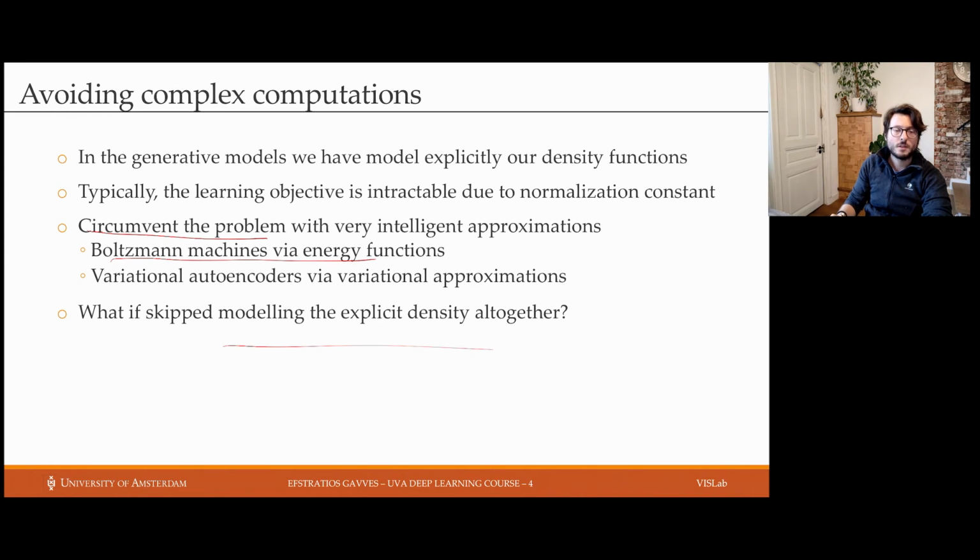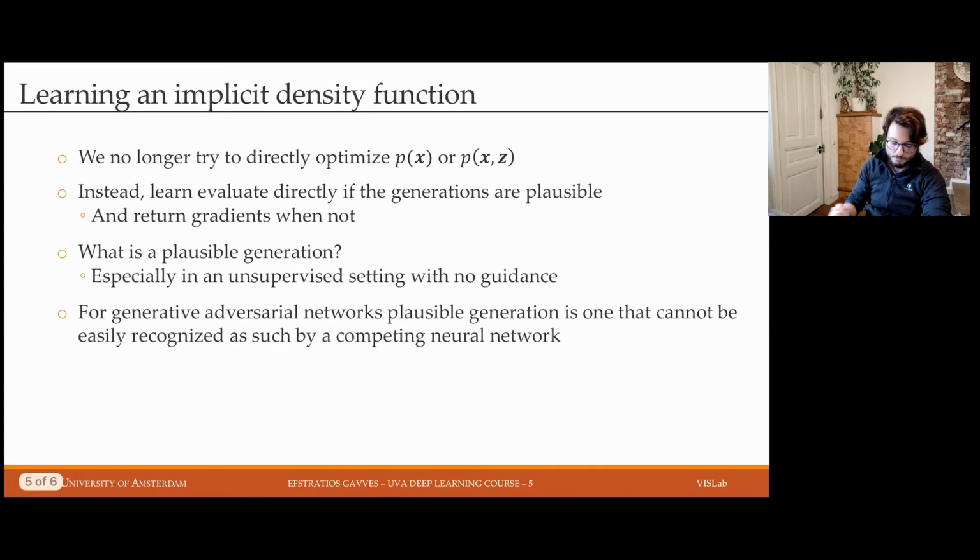And the question that is posed by models like GANs is, do we really need an explicit density function to begin with? Do we need to know what is our P of x or an approximation of it? Do we need a P of x comma z? What if we're just interested in actually making generations, not a density function per se? So with an implicit function, we no longer try to directly optimize either P of x or P of x together with some latent factors z. Instead, we learn to evaluate directly if the generations are plausible.